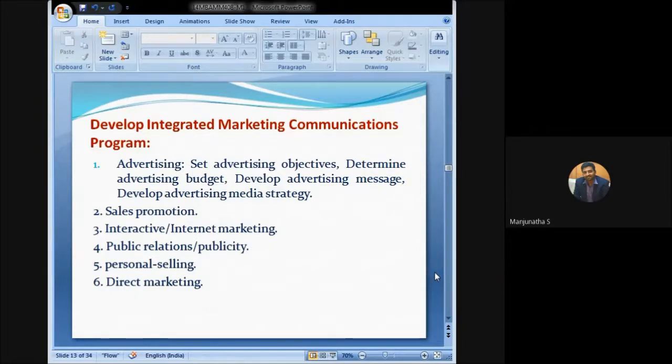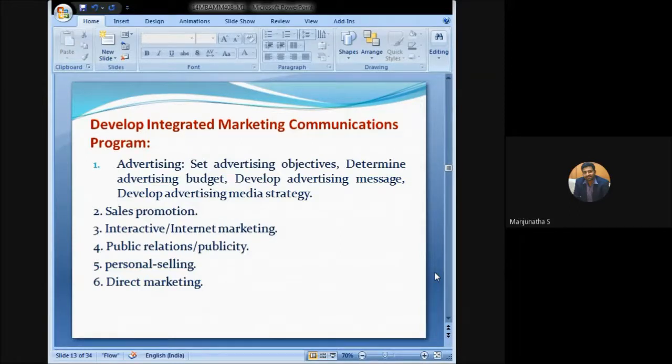We have developed IMC programs. All six programs need to be developed, and some other programs may also be added in some companies or organizations. But all the programs need to have objectives as well as a budget, and moreover the message we are making and the strategies relating to media. So all these points need to be developed in an IMC program.